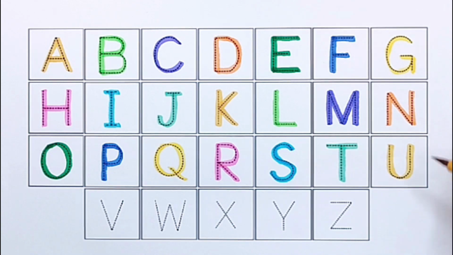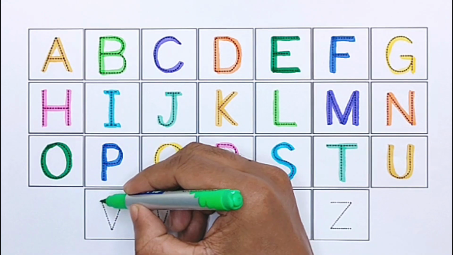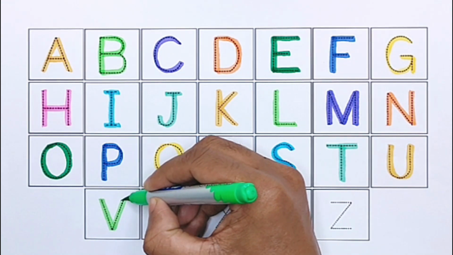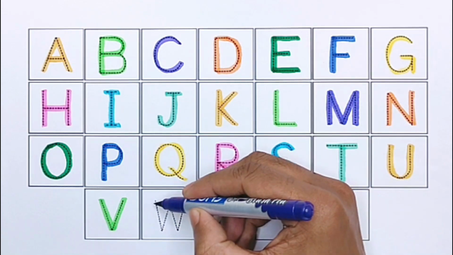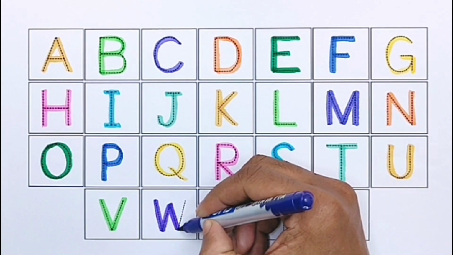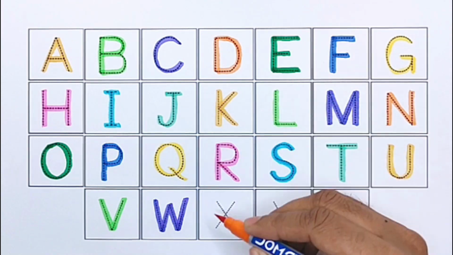U for unicorn, light green color. V for van, purple color. W for window, orange color.